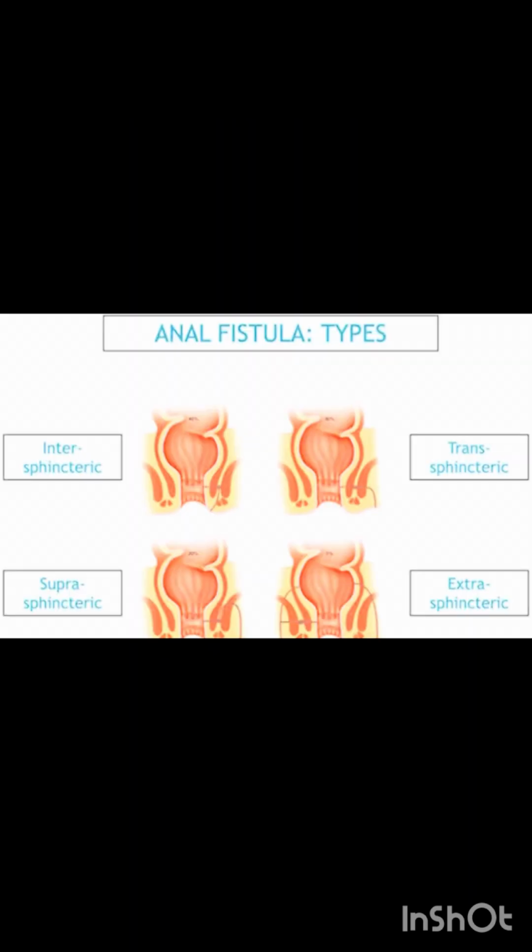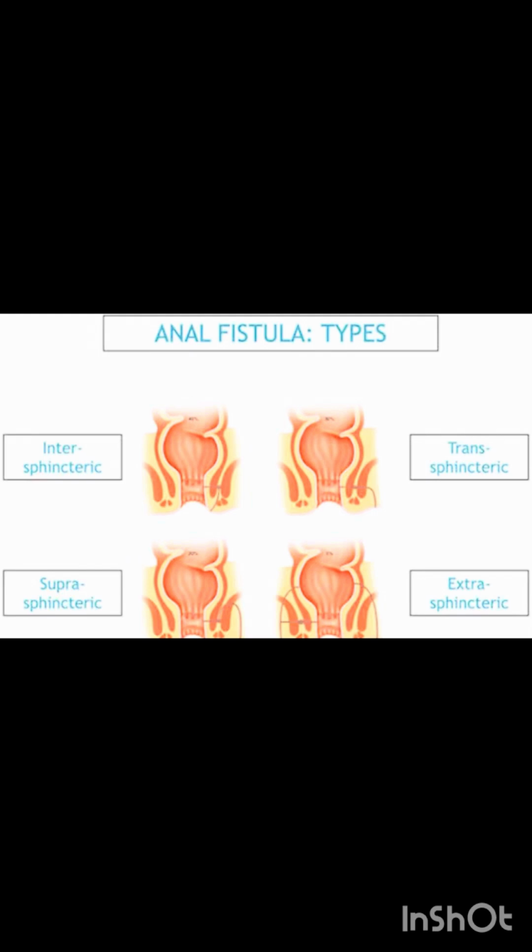Hello friends, today we'll talk about anal fistula. So fistula definition is abnormal communication between two organs, or organ to a skin, or organ to a blood vessel. So there are several types of anal fistula. We follow the Park's classification.